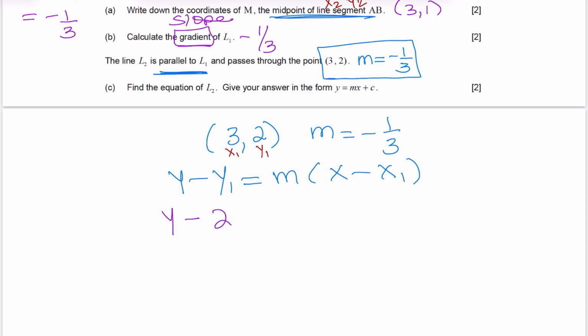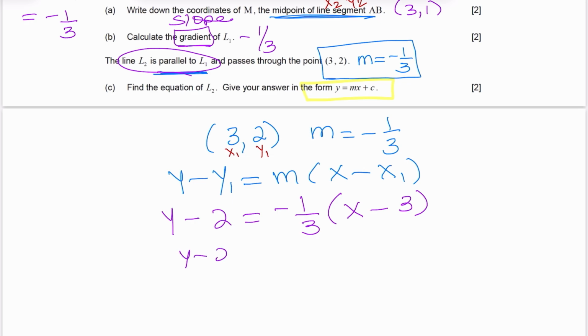y minus 2 equals my slope. If my line were perpendicular, then my slope here would be a positive 3 because it's a negative reciprocal. But because it is parallel, then it's going to have the same slope. Times (x minus x1), which is 3. Normally I would be done, but because they were very specific as to the way they want us to write this equation, you have to make sure you give it to them in the form that they want. So I'm going to keep distributing, combining like terms so that I can get it into slope-intercept form.